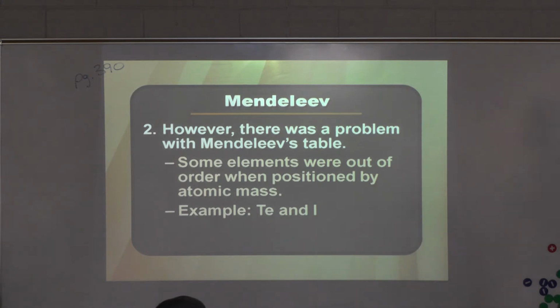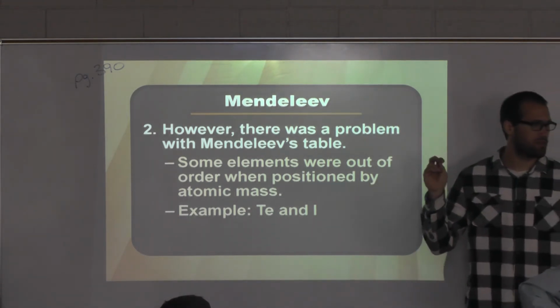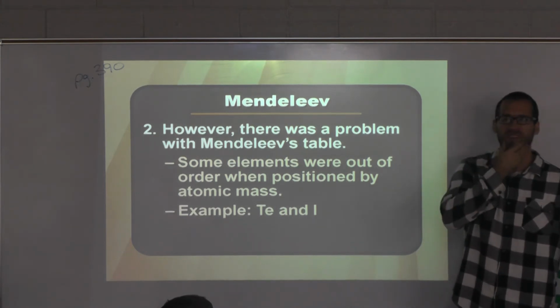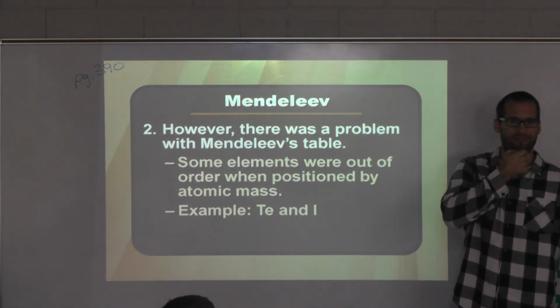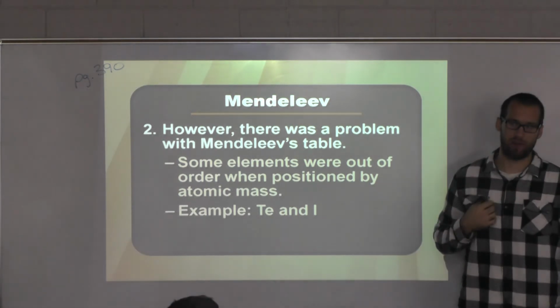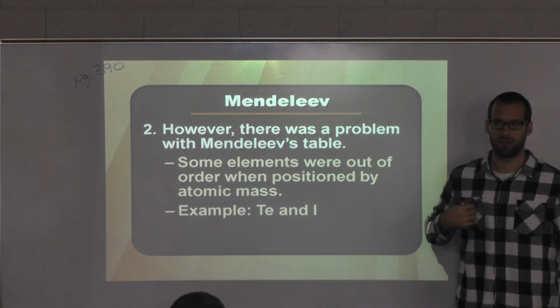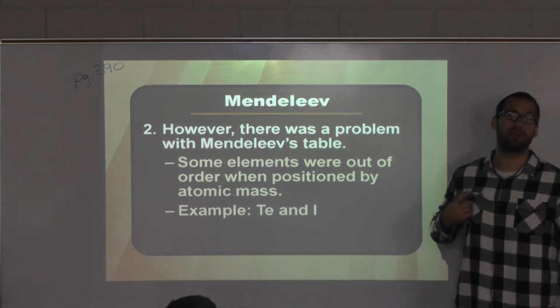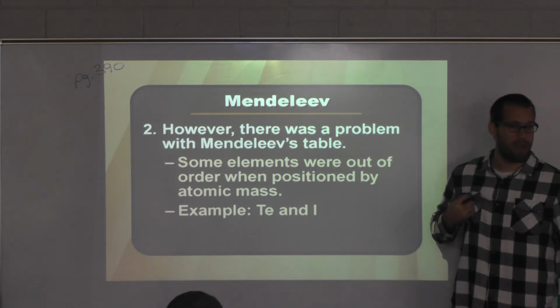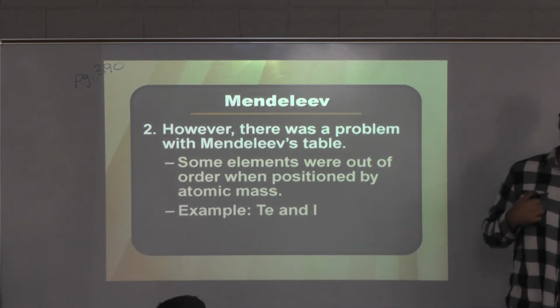But here's what was wrong with his. Remember, how did he arrange his list? What did he arrange it by? Atomic mass. Our current periodic table is not arranged by atomic mass. How is our current periodic table arranged? Do you know? By atomic number. And believe it or not, when you arrange it by atomic mass, you get a couple elements that actually get out of order.